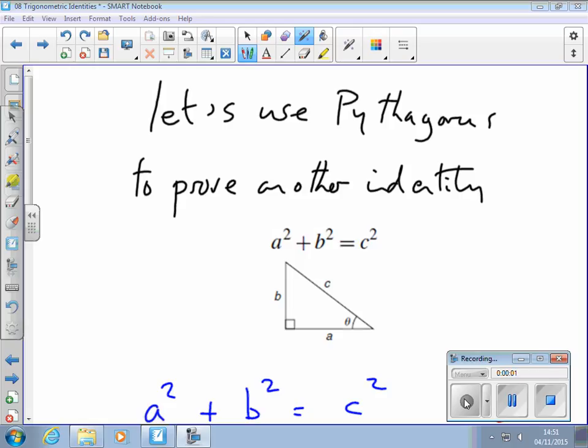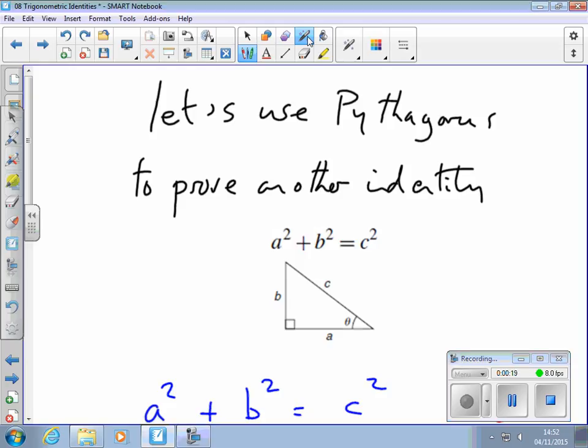We're now going to use Pythagoras to prove another identity. There's three we can come up with. I'm going to go through one, and then I'm going to let you have a go at one of the other ones. So we'll go through this, and then I'll pause it, and you can have a go at some of the others.